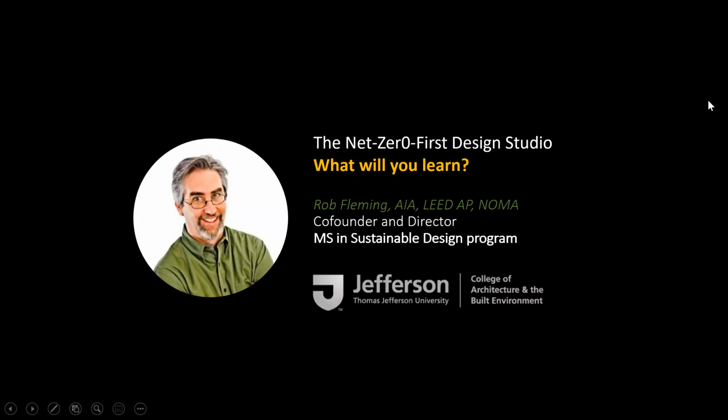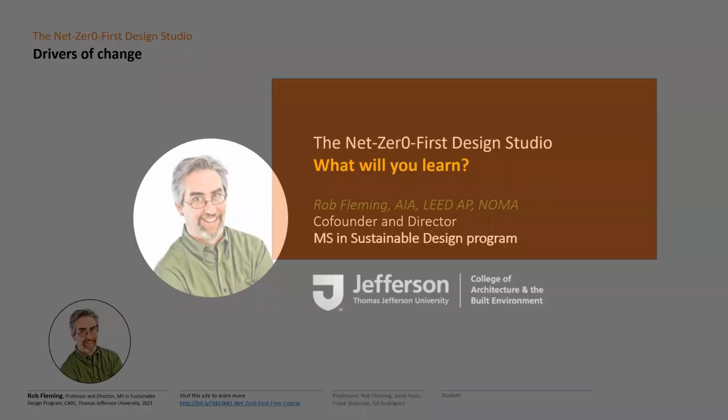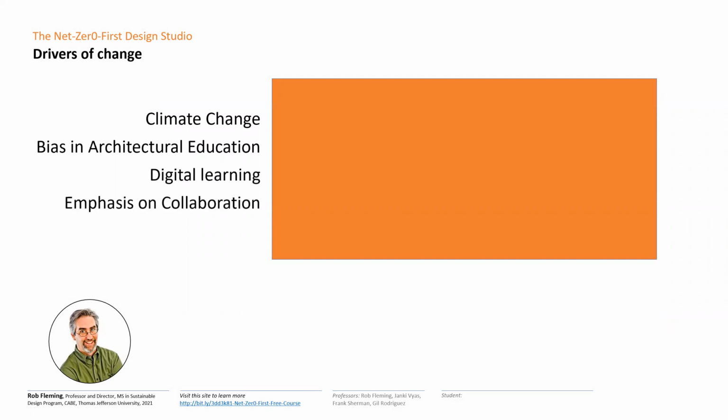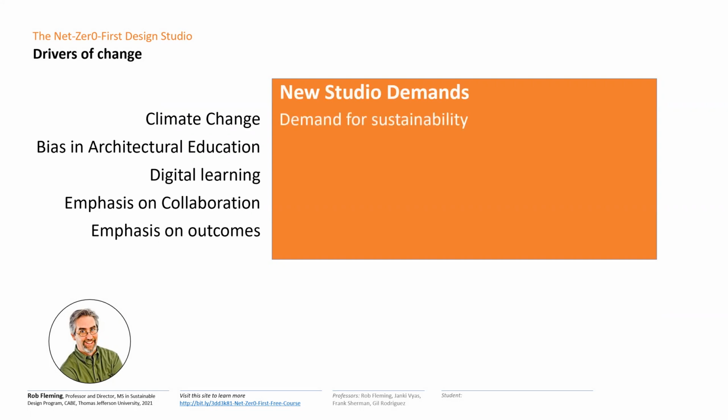My name is Professor Rob Fleming, and I'm here today to talk about the Net-Zero-First Design Studio, and in detail, what will you learn in this course? And some background, some drivers of change for how this studio is organized: climate change, bias in architectural education, digital learning, emphasis on collaboration, and emphasis on outcomes, which is what we're going to spend a lot of time on today. And the studio has to evolve and change.